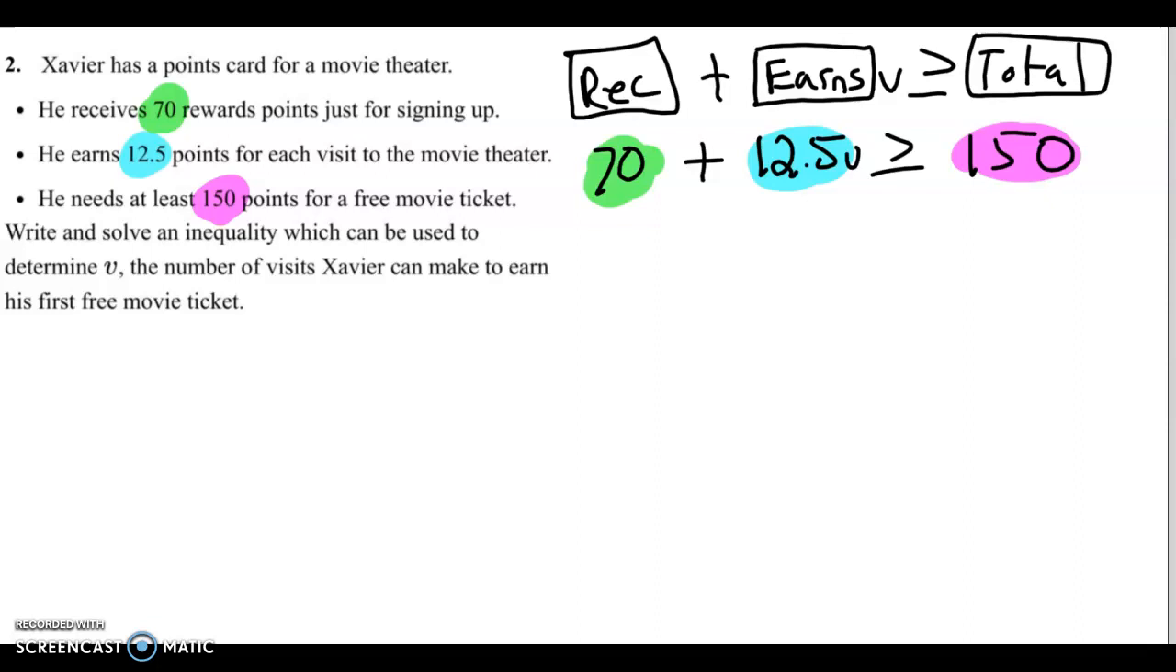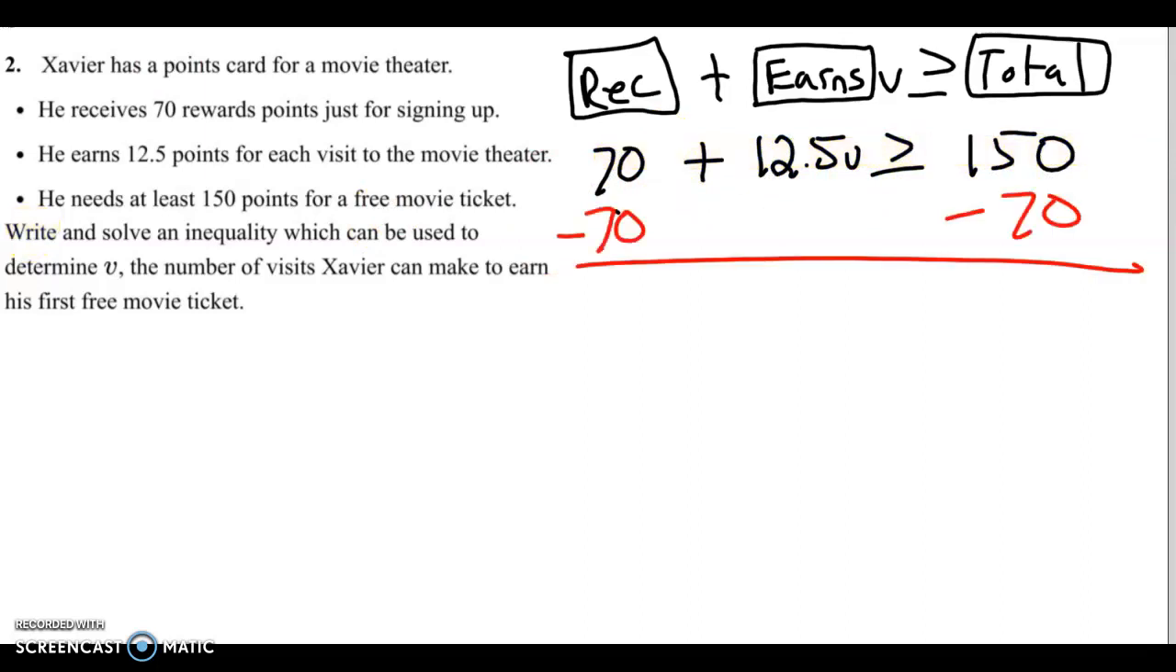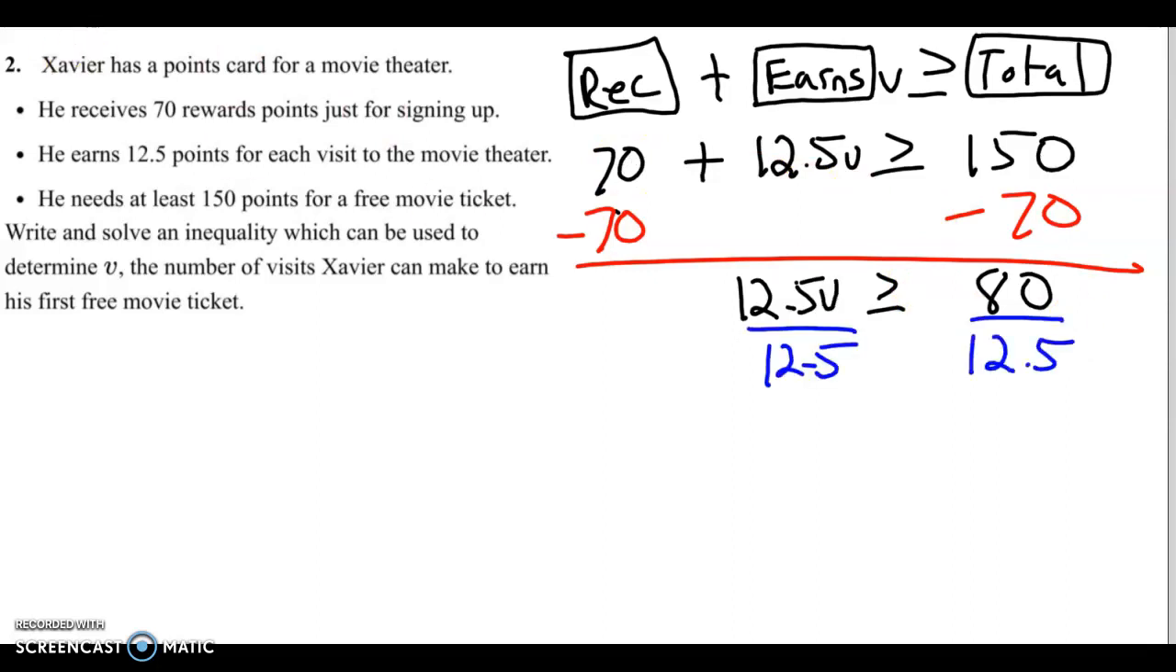All right, and now I'm just going to solve the two-step inequality. Don't forget, this is the part that you write in to get your answer on Delta Math. So now I'm going to subtract 70 on both sides. I'm going to bring down 12.5V, which is greater than or equal to 80. Now I'm going to divide by 12.5. And that's going to give me V is greater than or equal to 6.4.